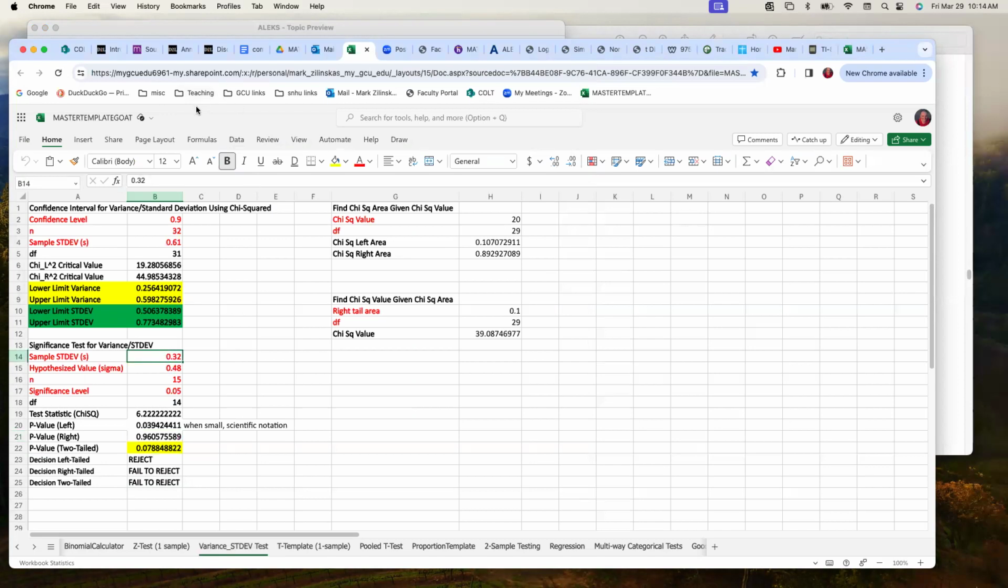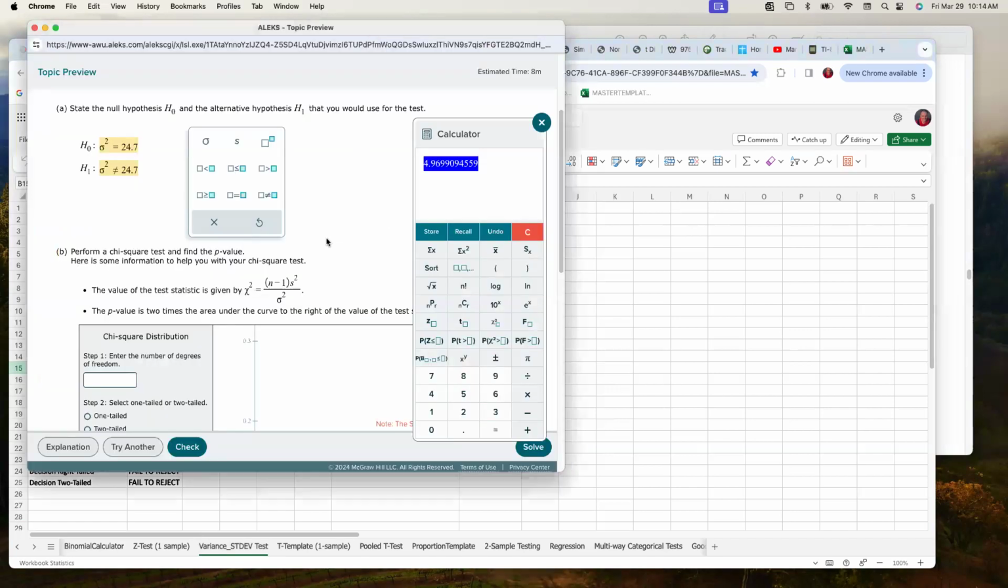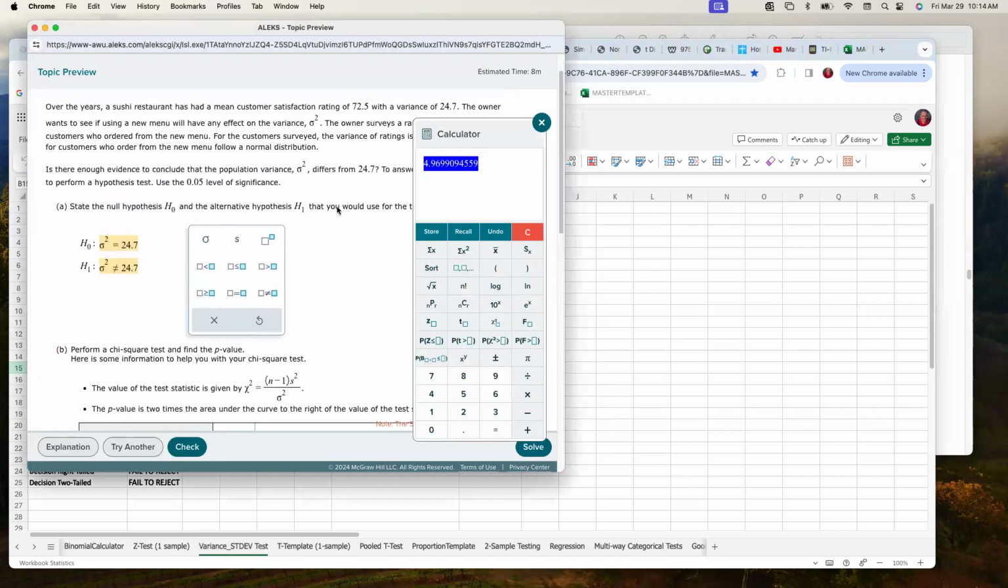Oh, wait. The hypothesized value. I don't know, sorry about that. I should be entering that in here. So the sample standard deviation, I think they gave us, wasn't it? They gave us a sample variance.